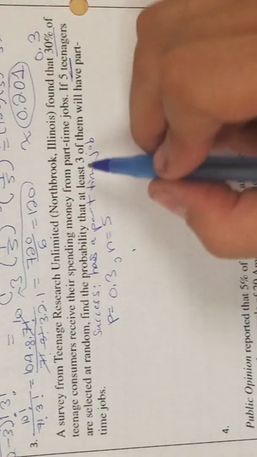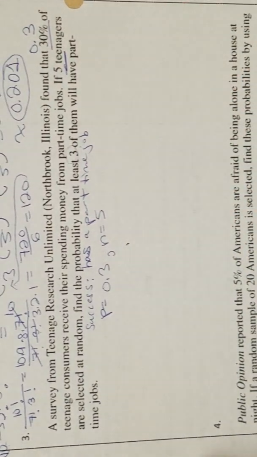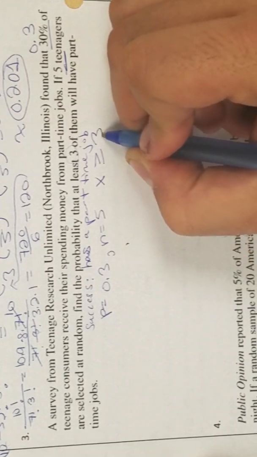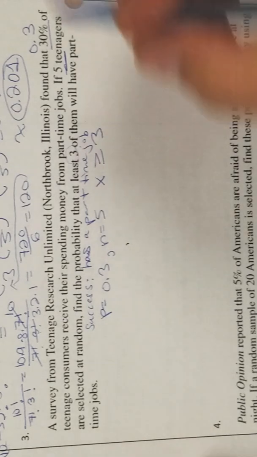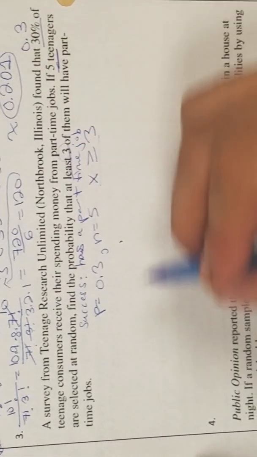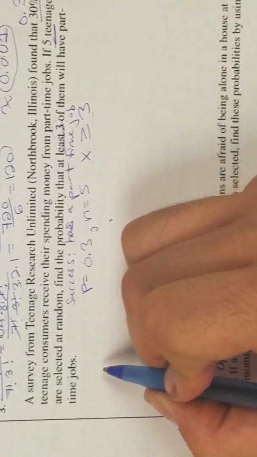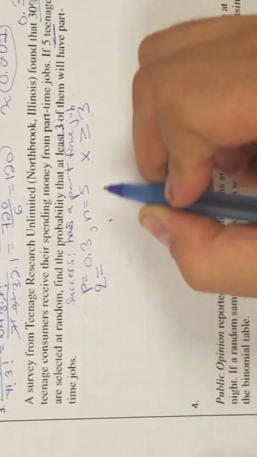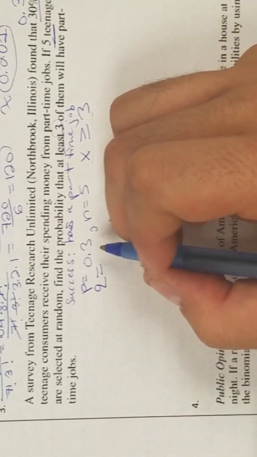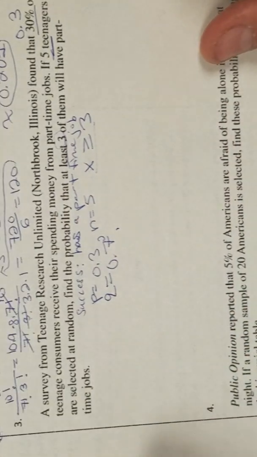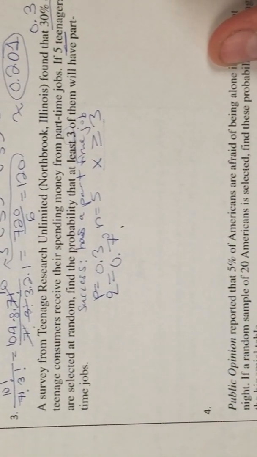Well, the x here is going to be at least 3. So we're going to rewrite this. So in this example, x is greater than or equal to 3. Why is it greater than? Because it says at least. At least means minimum 3. So that's my x. So in this example, we have p and x. Let's go ahead and write out q. If we know that p is 0.3, then q has to add up to 1, so it has to be 0.7. All right, we should have everything that we need for this problem.